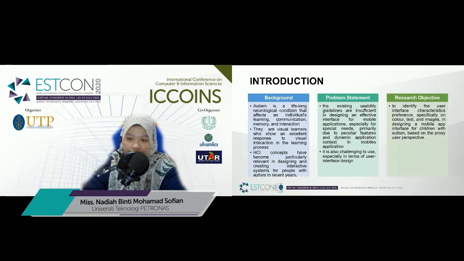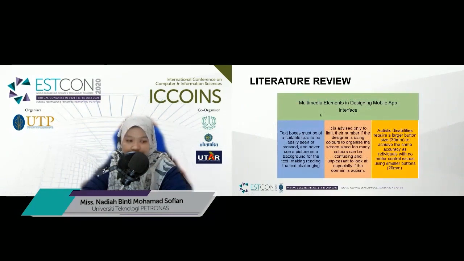This research aims to identify the user interface characteristic preference, specifically on color, text, and images, in designing a mobile interface for children with autism based on the proxy user perspective. The user interface plays a vital role in visibility design. Researchers believe that even minor decisions that have been made can negatively or positively contribute to the application. Thus, it is necessary to study the element of good interface design and have usability guidelines in the interface design process for a mobile application that is for autistic children.